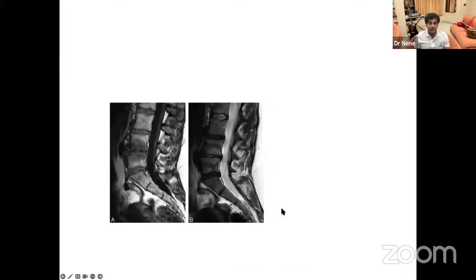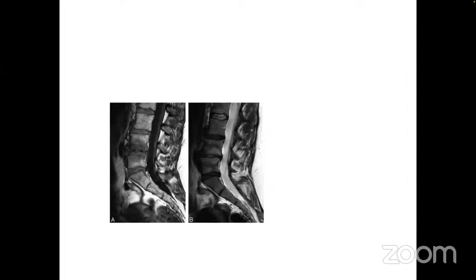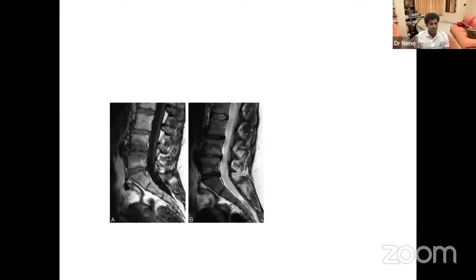All right, what is this now? Now we are coming slightly to the interactive part. Modic change. Modic change. Why not infection?